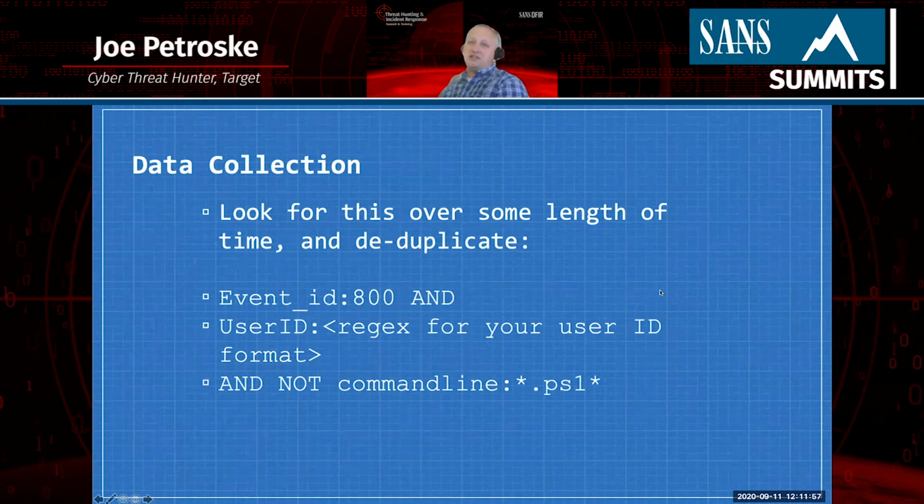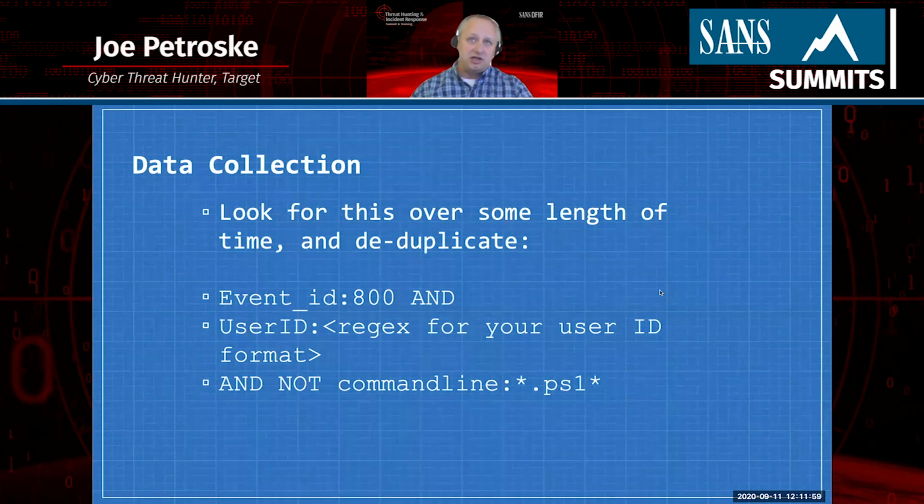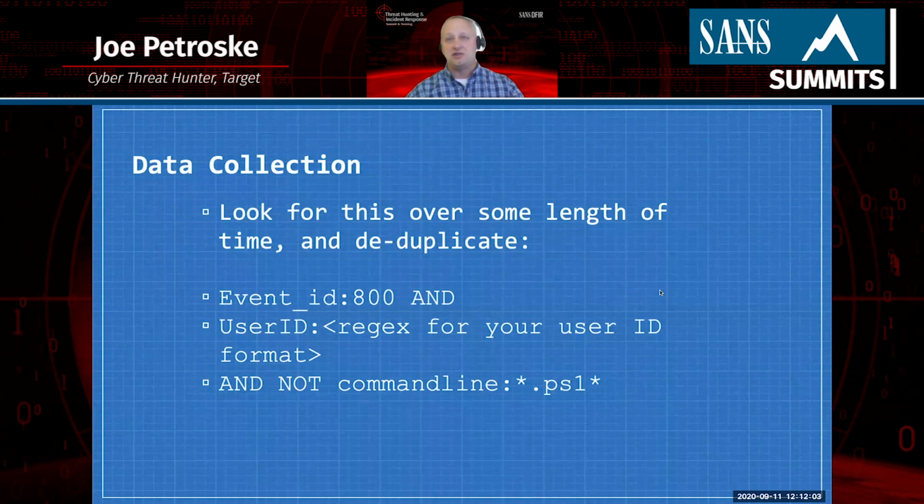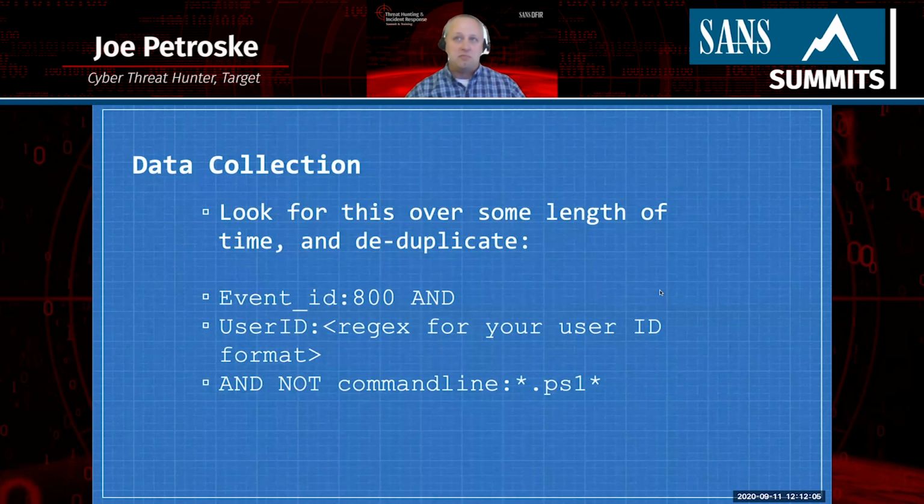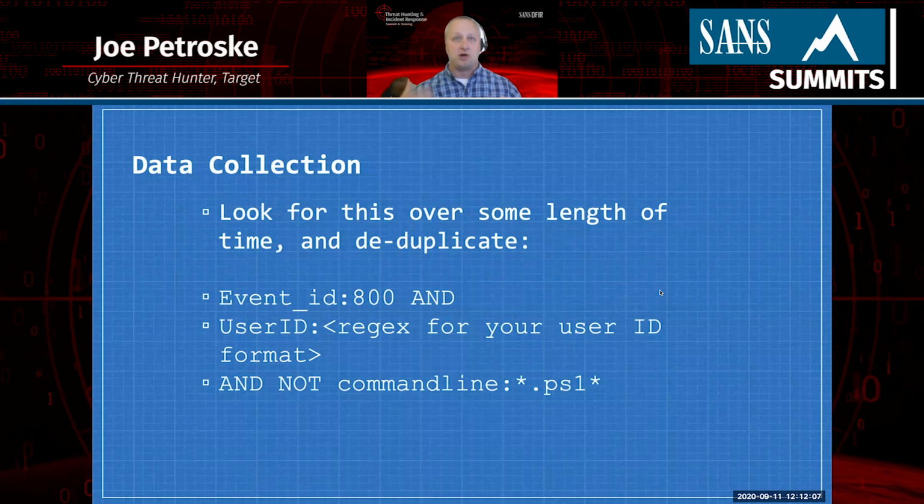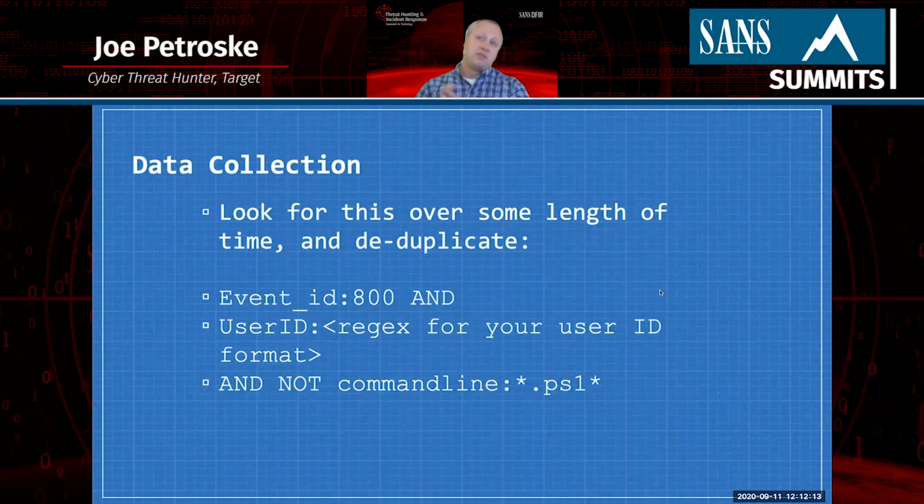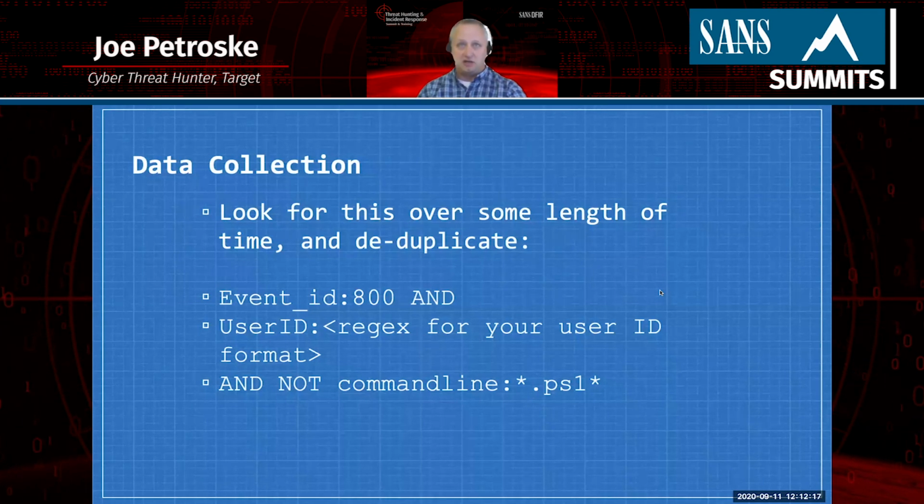Okay, how are we going to collect this data? So what I did in order to collect a corpus of data to begin hunting on. Look for something like this. Here's sort of a pseudo search, but collect this over some period of time from across your enterprise, from as much as you can get, and then deduplicate it. So in other words, get event ID 800, and come up with a regex for whatever users look like in your environment, and then exclude anything that runs off a PS1 or a script file, right?